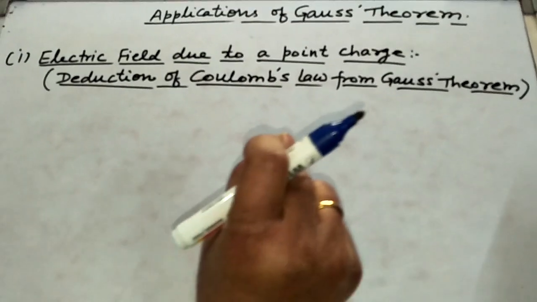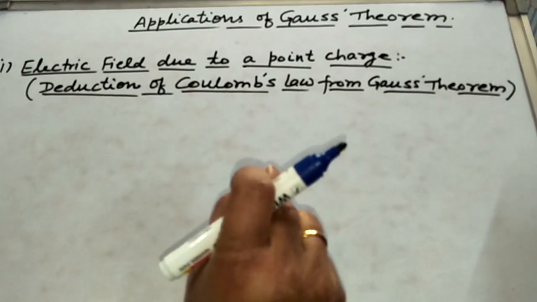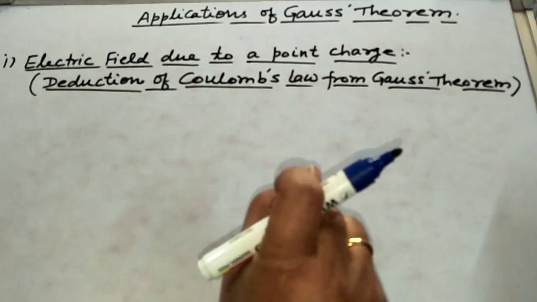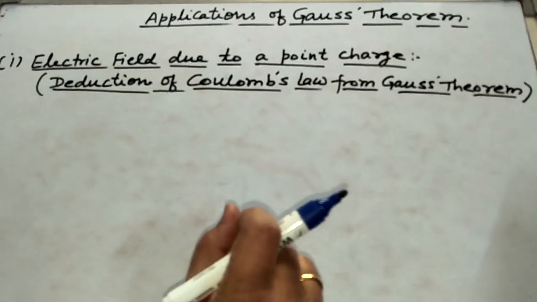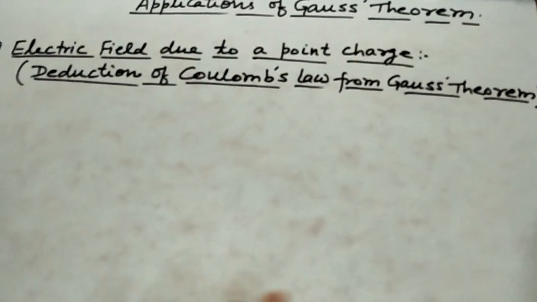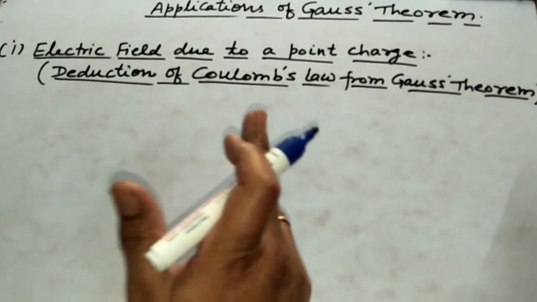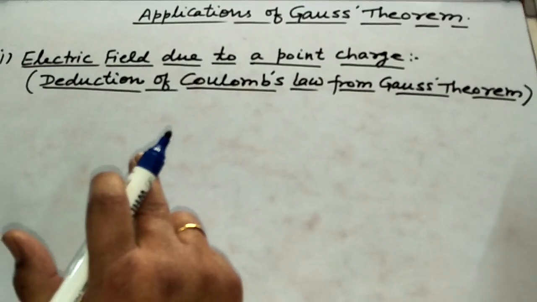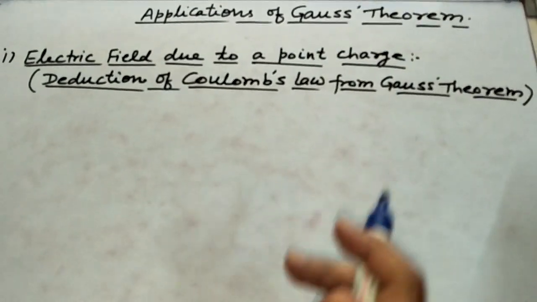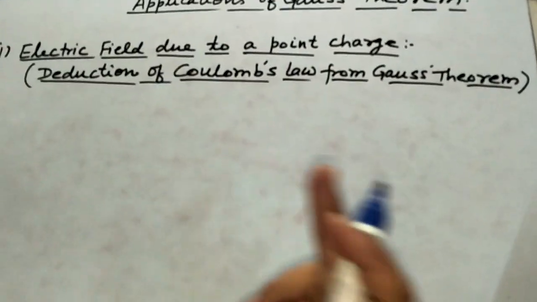Second step, you take a small area element on that Gaussian surface and find out the electric flux passing through it. And finally, for finding the electric flux through the entire surface, you integrate it. And this electric flux phi E you calculate, and by Gauss theorem you also calculate phi E equal to Q upon epsilon naught. Equalize both and find out the electric field at that point.